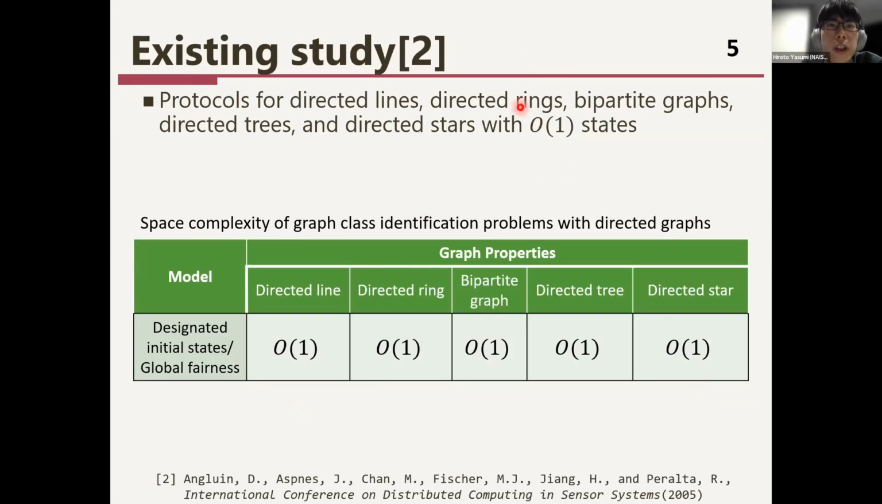So for the graph class identification problems, there are existing studies for directed graphs. Concretely, there are protocols for directed lines, directed rings, bipartite graphs, directed trees, and directed stars that work with order 1 states. And these protocols are considered on these assumptions. I'll explain these assumptions later. First, I'll explain what is directed on the population protocol model.